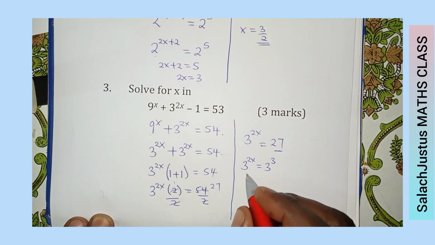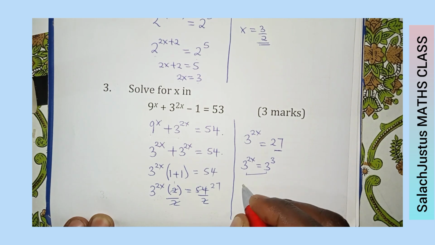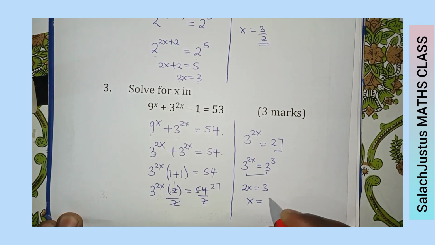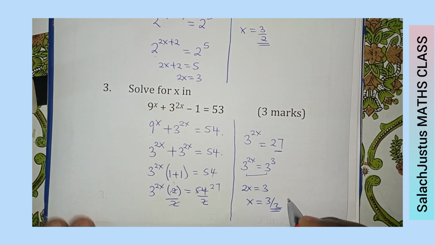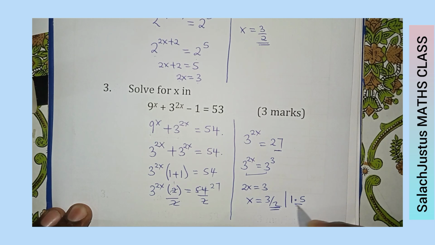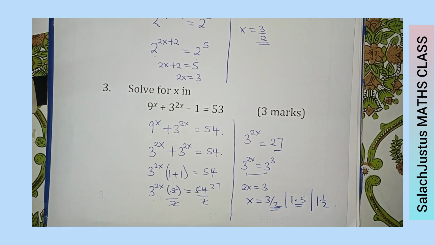That takes us to, when we have the same base, then our powers must also be equal. Therefore 2x equal to 3 and x equal to 3/2 when we divide both sides by 2. So x again is 3/2. This can also be written as 1.5. So those are the 3 acceptable answers for question number 3.